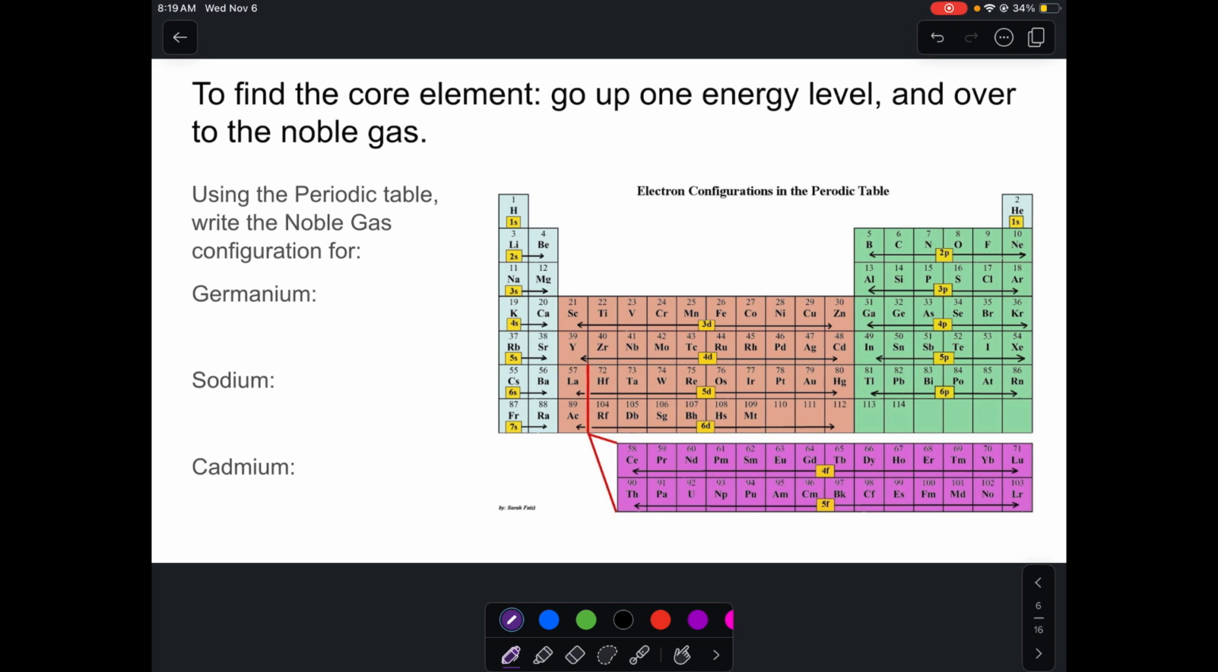Using the periodic table, we're going to write the noble gas configuration for germanium, sodium, and cadmium. So go ahead and pause and try to do that by yourself.